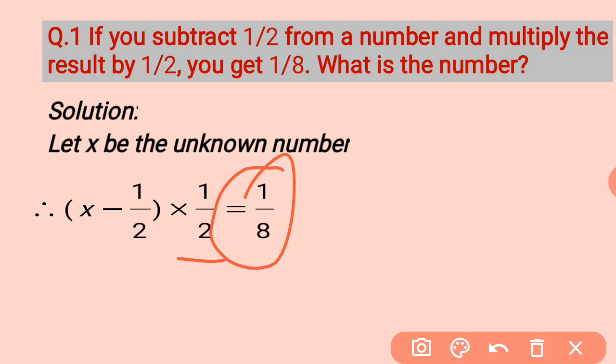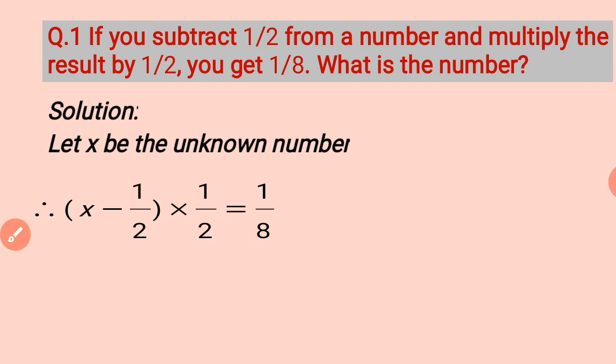So 1 by 2 is initially subtracted, then 1 by 2 is multiplied, and finally 1 by 8 is the answer. This is how you have got the equation. That is the condition now written in mathematical form. Further, you can solve it. This is nothing but the usual method of solving.